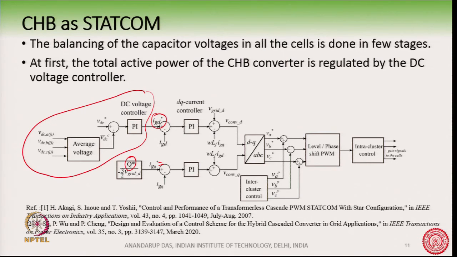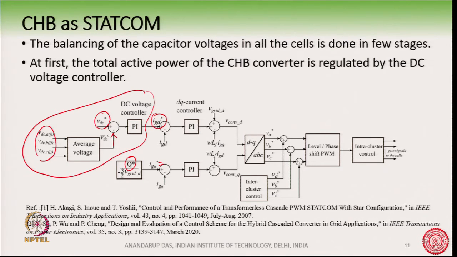We are basically setting this by checking the DC bus voltage for each cell. Okay. So, we want all the cells to have the same DC bus voltage. So, this voltage is this VDC star, which we are setting. And then we are taking the average voltage of all the cells together and giving it as the feedback. And then we have the DC voltage controller, which sets the IGD star.